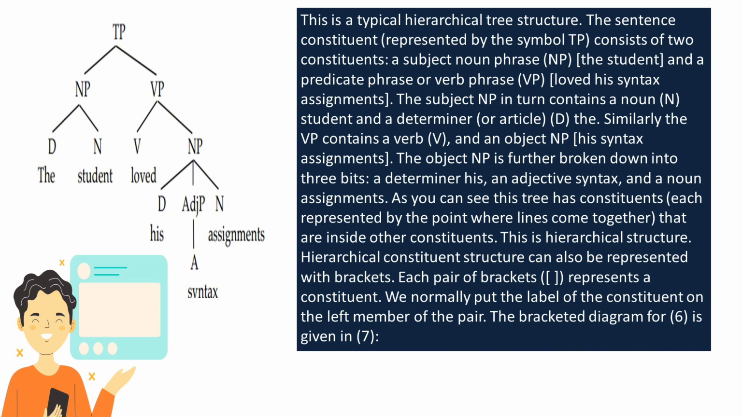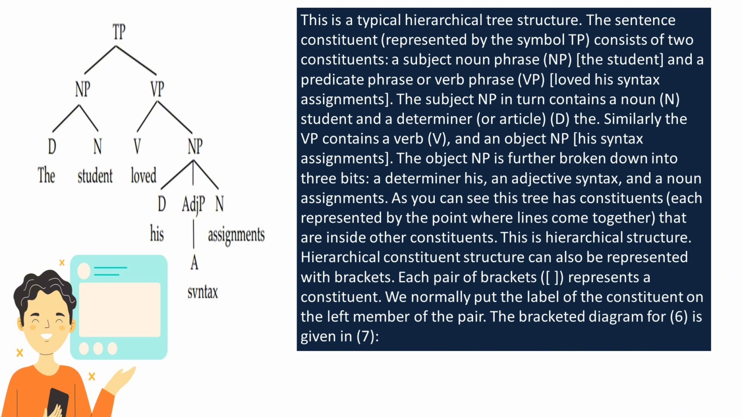As you can see, this tree has constituents, each represented by the point where lines come together, that are inside other constituents. This is hierarchical structure. Hierarchical constituent structure can also be represented with brackets. Each pair of brackets represents a constituent.